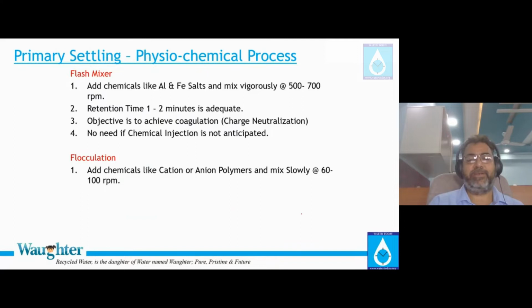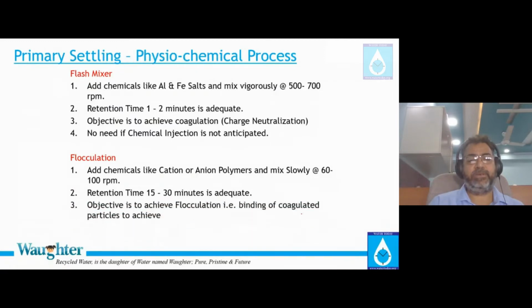Add chemicals like cation and polymer, mix slowly at 60 to 100 RPM. Retention time typically is 15 to 30 minutes. The objective is to achieve flocculation, that is, binding of coagulated particles. Okay, just coagulated particles you're binding.